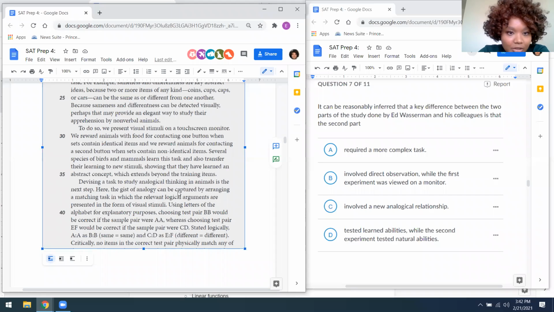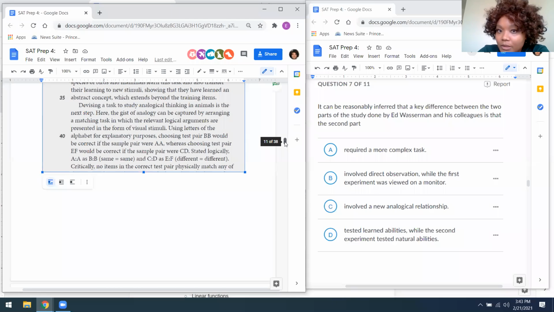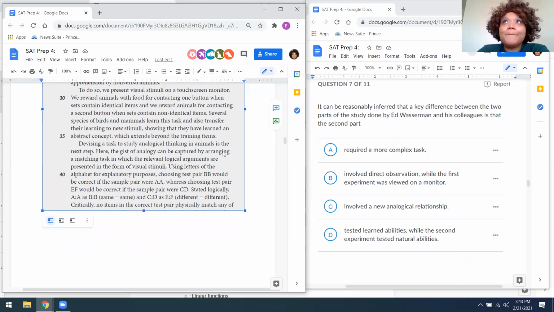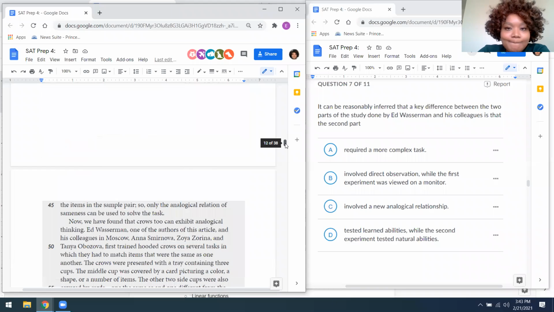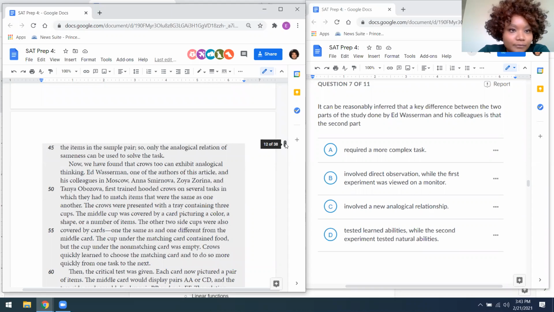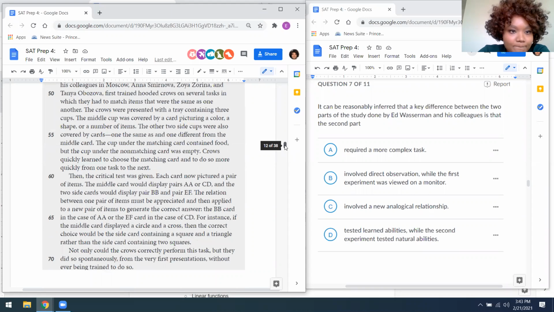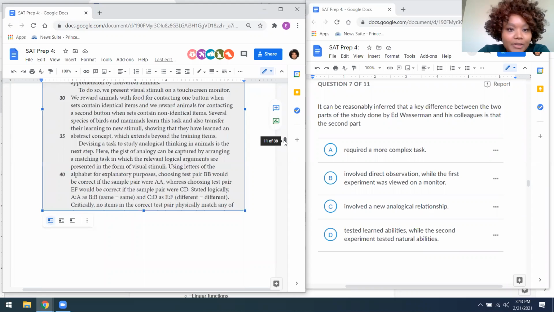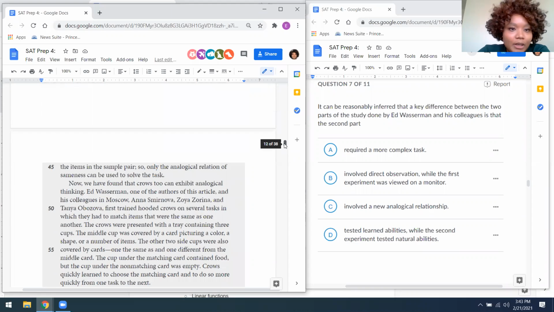Here, the gist of analogy can be captured by arranging. This can be confusing to read when you're looking for an answer. Even when you're confused, because it starts talking about A and B, and you think, what is this math? At the bottom here, keep reading on, just keep skimming until you get to what you're looking for. So this goes on speaking, it's describing an experiment.